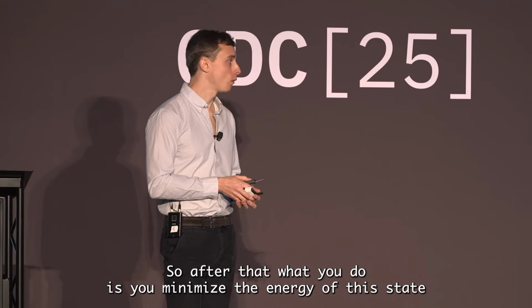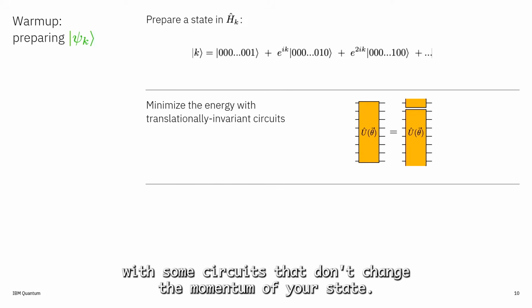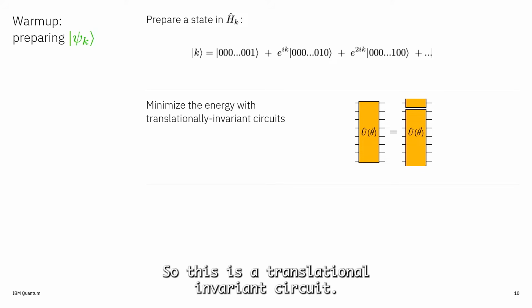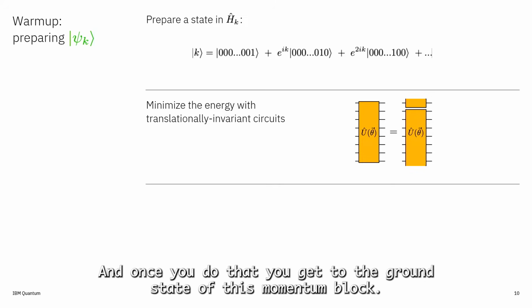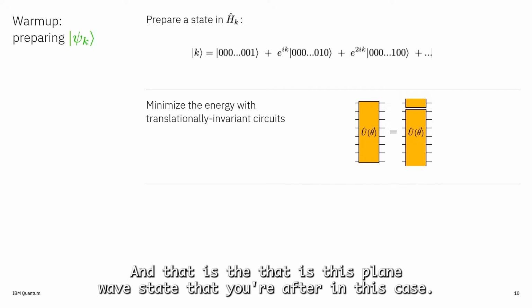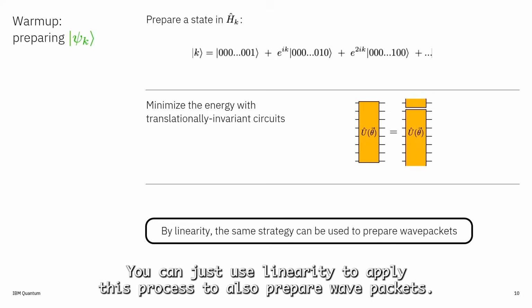So after that, what you do is you minimize the energy of this state with some circuits that don't change the momentum of your state. So this is a translationally invariant circuit. And you do this with some variational techniques. And once you do that, you get to the ground state of this momentum block, and that is this plane wave state that you're after in this case. And it turns out that you can just use linearity to apply this process to also prepare wave packets.